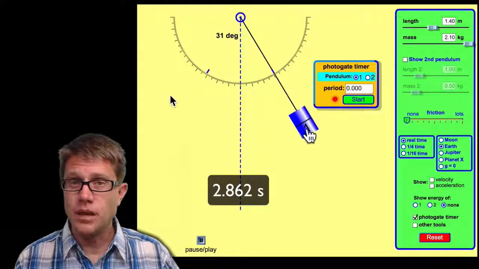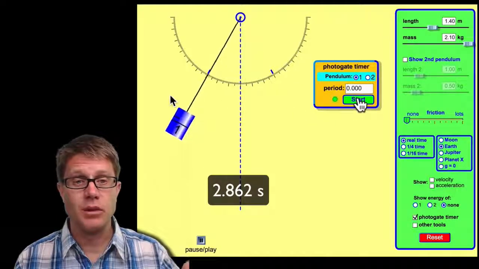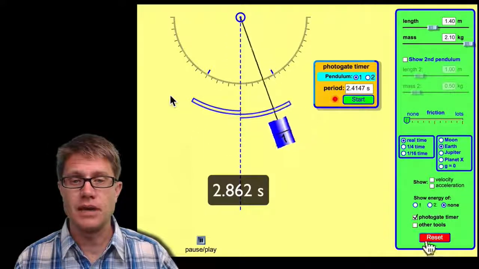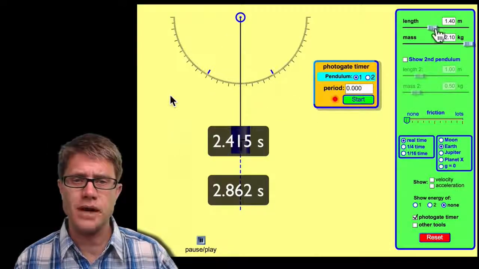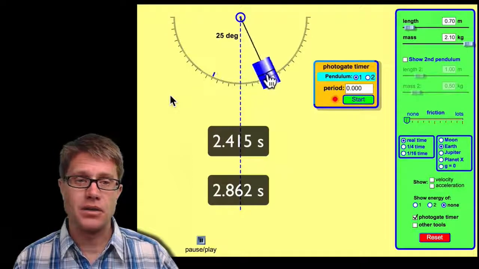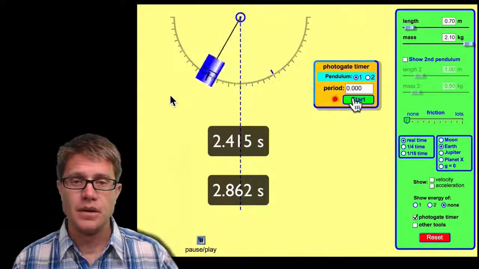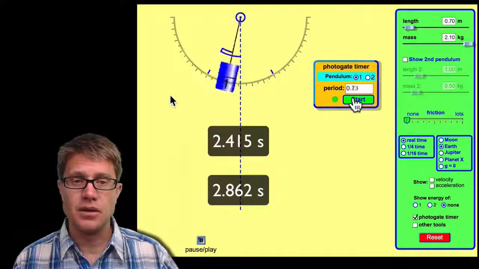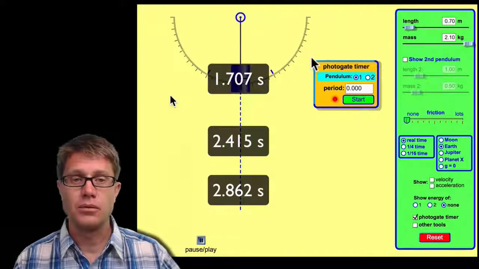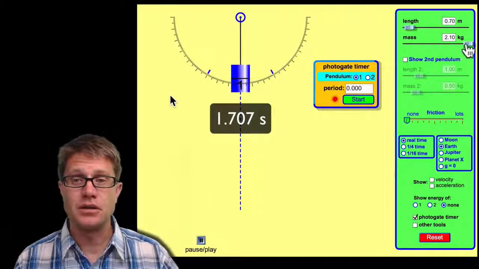Now I'm going to make the pendulum have a smaller length, dropping it from the same angle, and you can see that the period now is less. It's 2.415. Now let me make it even less. I'm going to try to drop that weight again at a 30-degree angle. Set my photogate timer, and you can see that the period is becoming less. So as we decrease the length, what are we doing to it? We're speeding it up, or the period is decreasing.